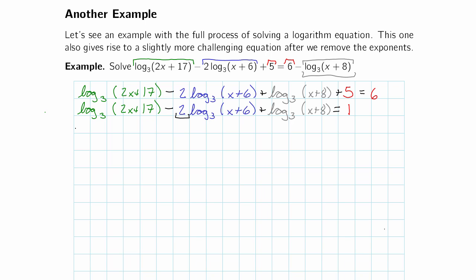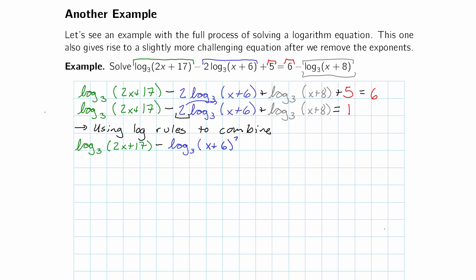So now we're on using log rules to combine. First, we're going to use the power of a power rule to push that 2 into the argument. If we had other coefficients, we would push them in at the same time. So, first term we leave alone. That second term, the coefficient 2 outside becomes an exponent 2 inside. Third term we leave alone, and nothing happens on the right-hand side at this point.